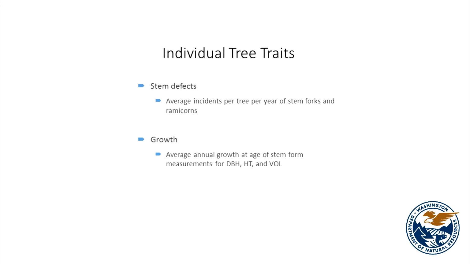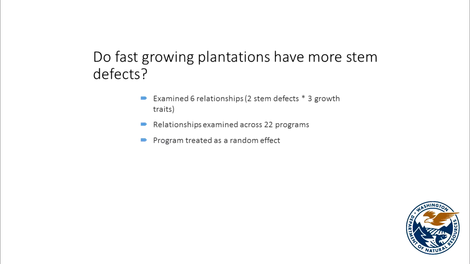So for the stem defects, we were looking at the average incidence per tree per year of stem forks. It's kind of fuzzy, but because these plantations were measured at different ages, we had to have some way to normalize them. A plantation that was measured at an older age had more opportunity to develop stem defects than a younger plantation, and we wanted to try to even that out. And then we made sure that any of the growth traits we used were taken at the same measurement age as the stem form traits.